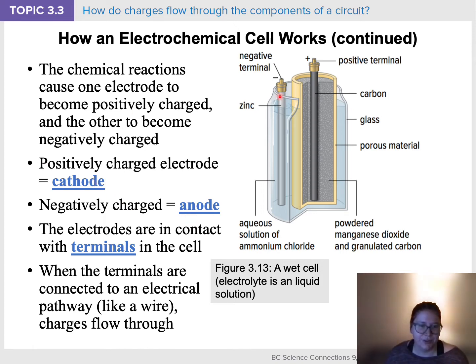The electrodes are also in contact with terminals. So here's a negative terminal and a positive terminal. When you've used a AA battery, you know that there's a negative end and a positive end. That's just what these terminals are. And when the terminals are connected to an electrical pathway like a wire, the electrons can flow from the negative terminal to the positive terminal.